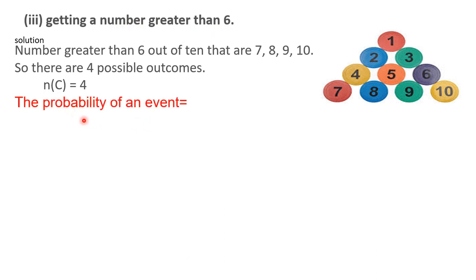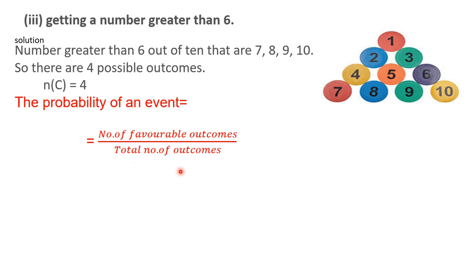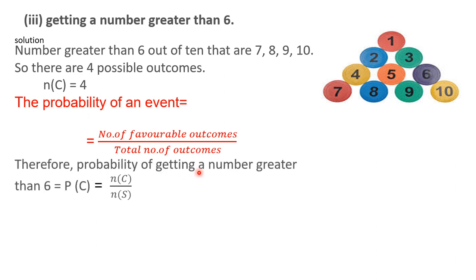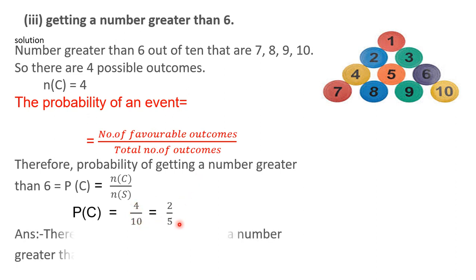So the probability of an event, as we know, is the number of favorable outcomes upon the total number of outcomes. So it is equal to n of C upon n of S, and we can write 4 by 10 is equal to 2 by 5, and hence the probability of getting a number greater than 6 is 2 by 5.